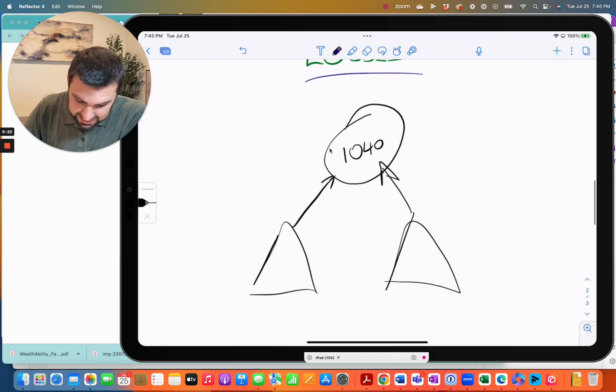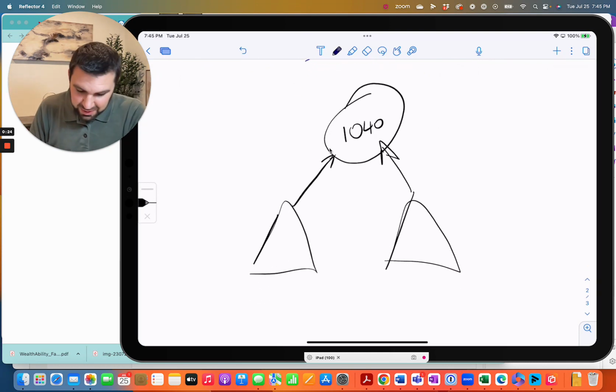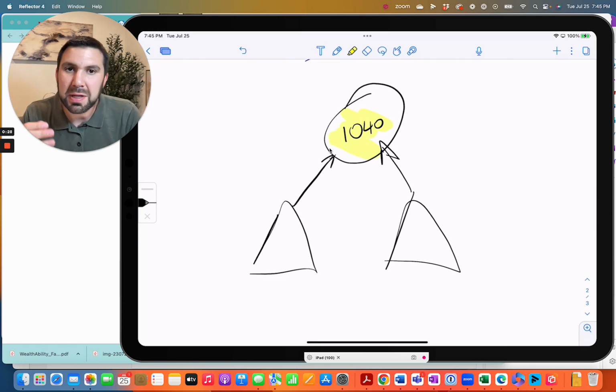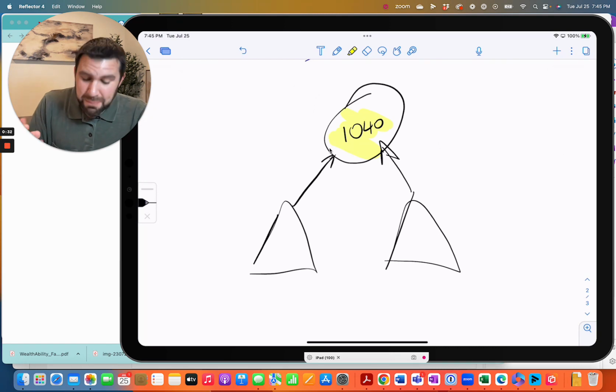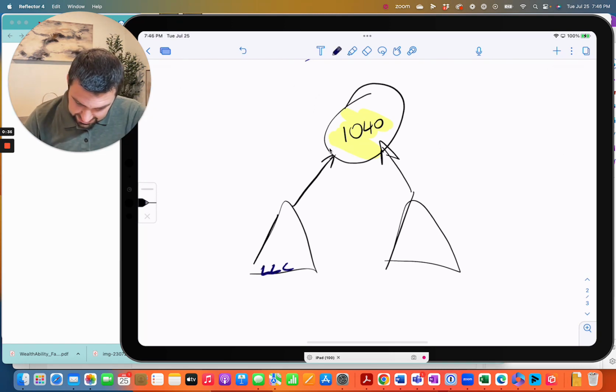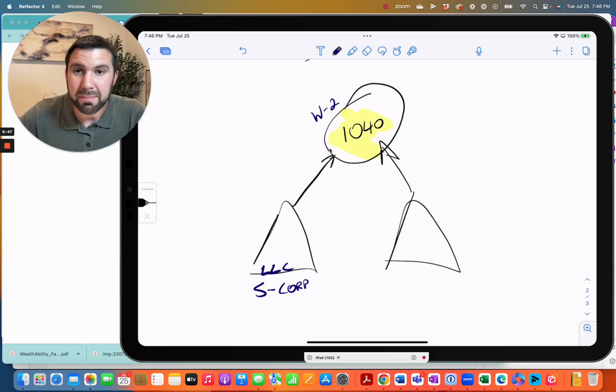Generally speaking, the situation is going to look something like this. We have your individual 1040 up here. You might be single, you might be married. We'll get into the different tax consequences of each, but usually you're some combination of having an LLC down here, usually as like an S corp, where you're involved in some kind of business activity, and maybe you have some W-2 wages either from that S corp or from another job or a spouse's job or something like that.